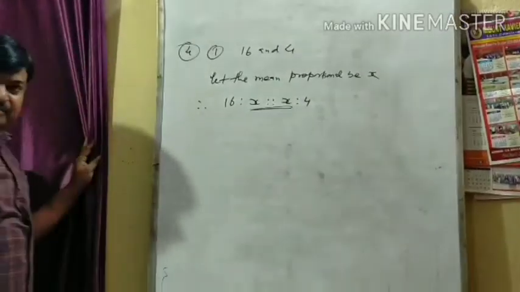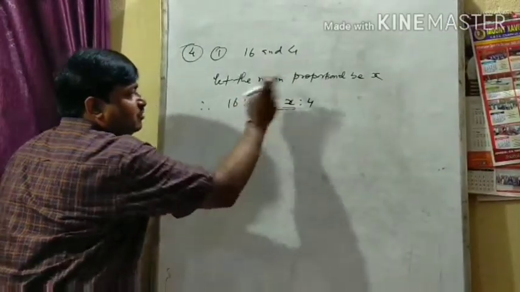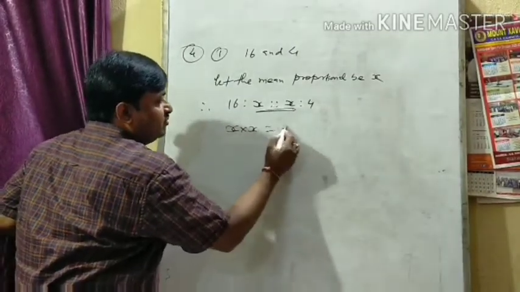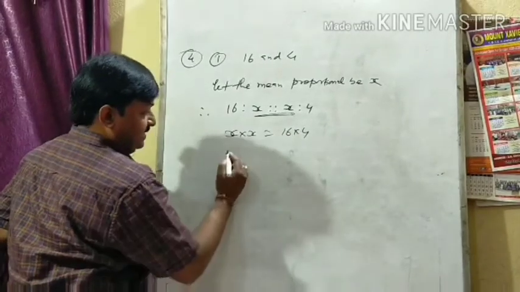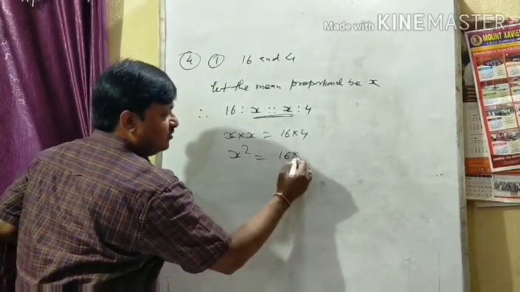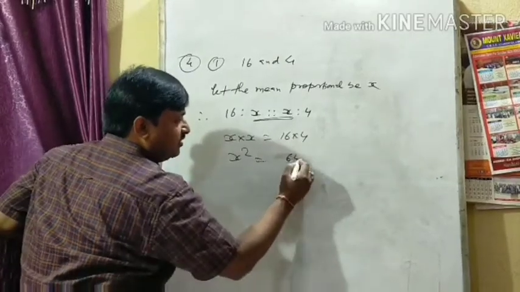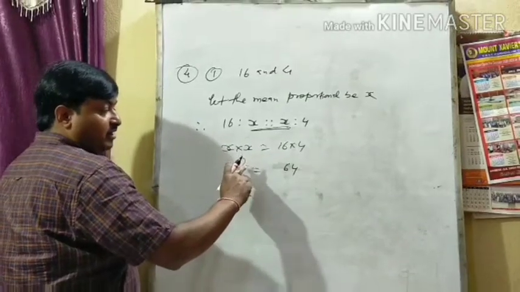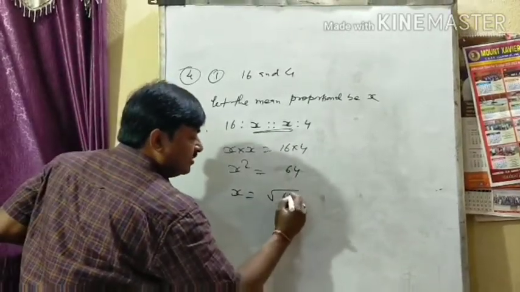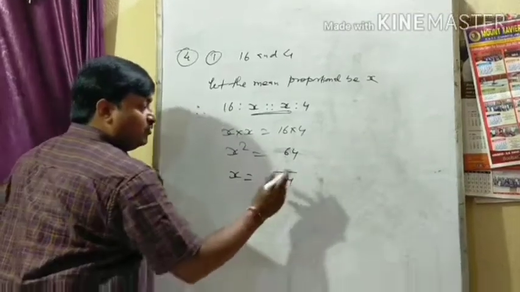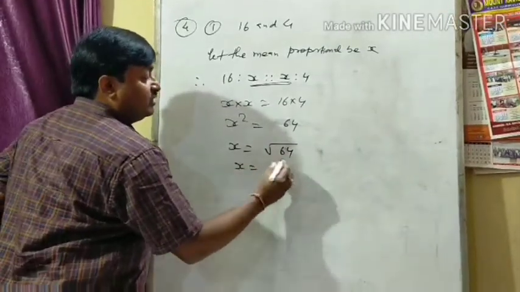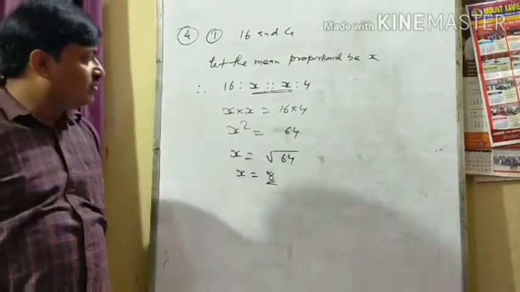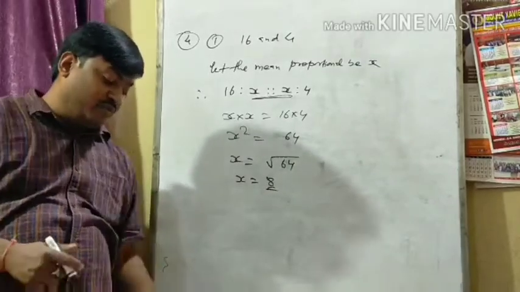Student, we know this is called the mean proportional. Therefore product of mean is equal to product of extreme. Therefore x into x is equal to 16 into 4. This is x square is equal to 64, or x equal to, when we transfer the square to this side, it is converted into a square root. Therefore x equal to root under 64, the value of root under 64 is 8. So our mean proportion is 8. So student, this way you find the mean proportion.